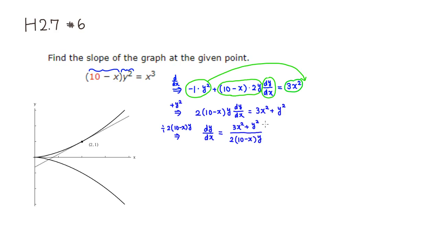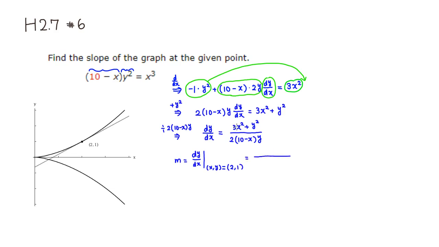What you need to do next is find the slope. So slope m is going to be the derivative dy over dx, and then we plug in the point given, which is (2, 1). So x is 2, y is 1. Let's see what we get.